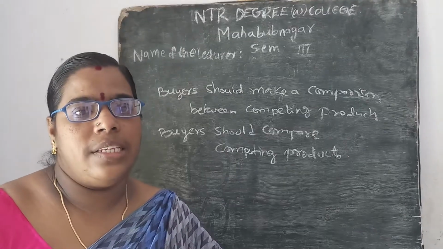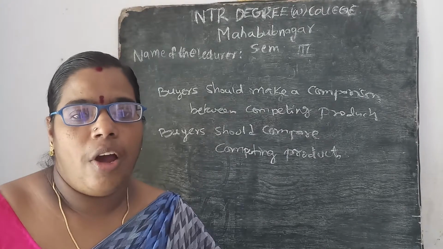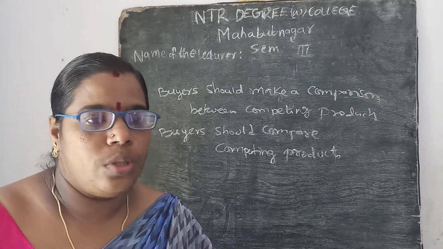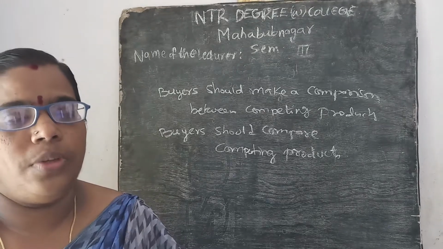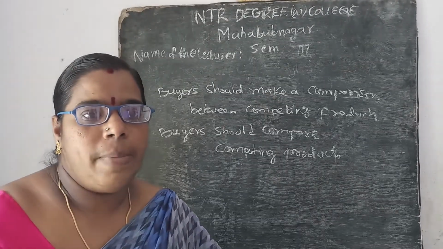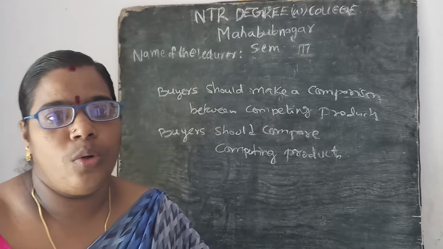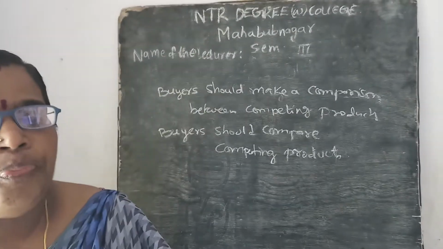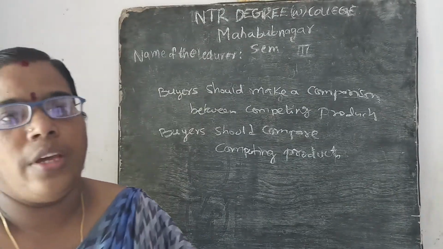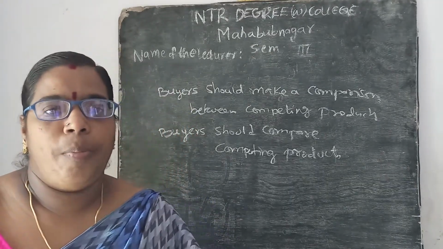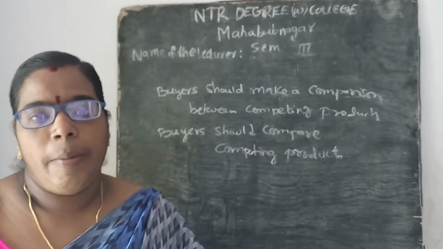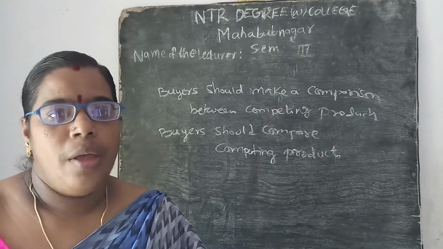The members raised an objection to the new proposal. So what is that one? The members raised an objection. Those people who are in the proposal raised an objection to the new proposal. So for that one: the members objected to the new proposal.